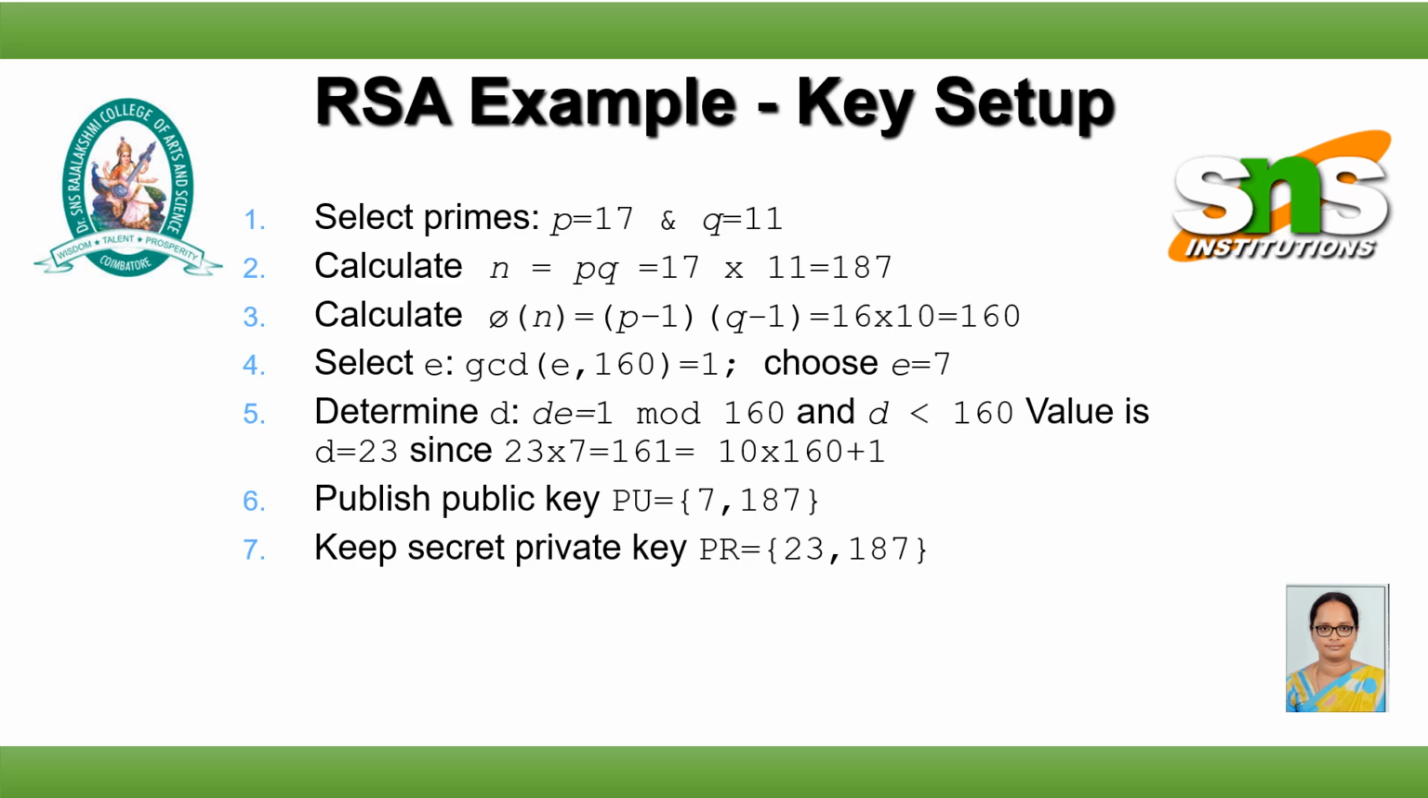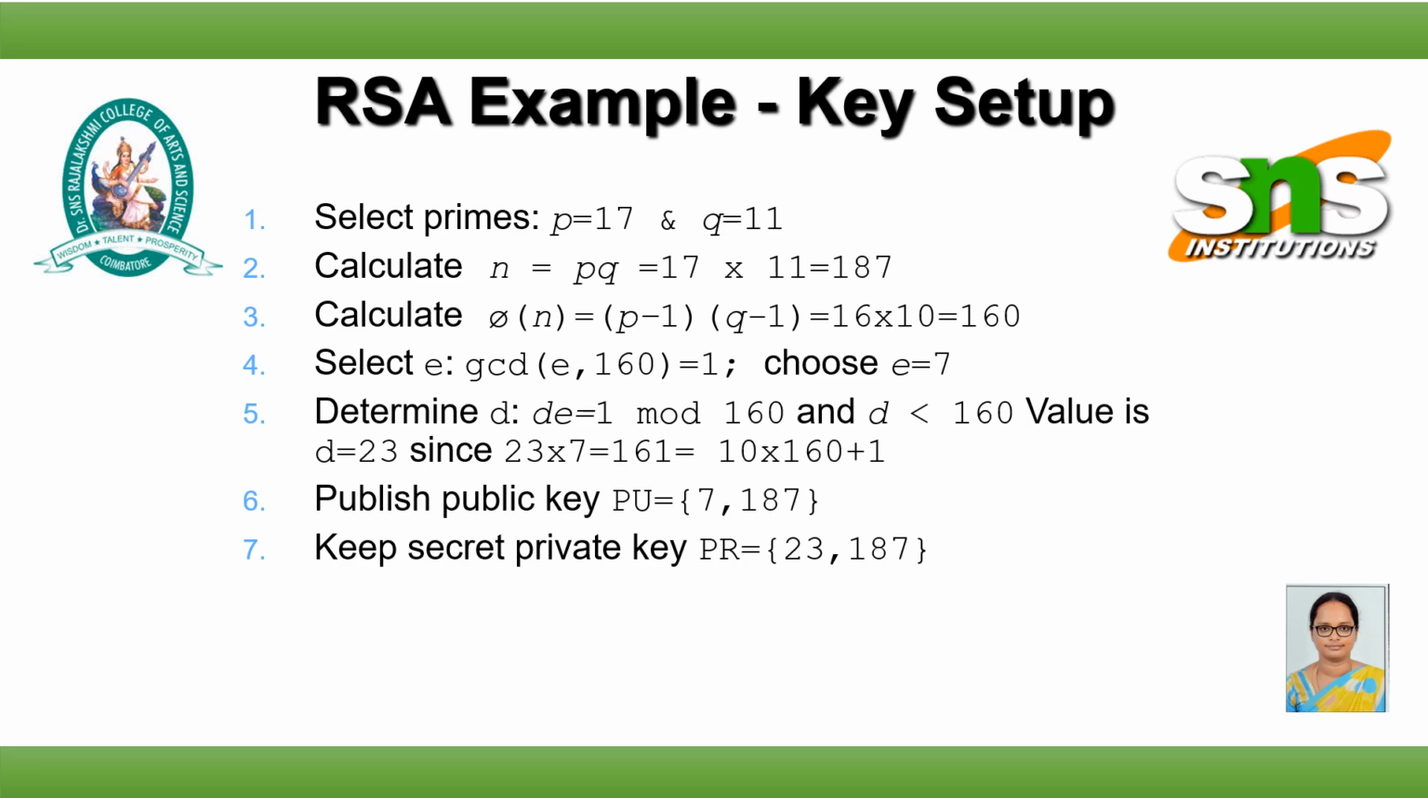Here we select prime numbers, p equals 17 and q equals 11. Now we calculate n equals p into q, so that is 187. Next we find phi of n, p minus 1 into q minus 1, and here we get 160. After that we select E with GCD of E comma 160 equals 1 and choose E equals 7. Then we determine D such that D into E equals 1 mod 160, where D is less than 160.